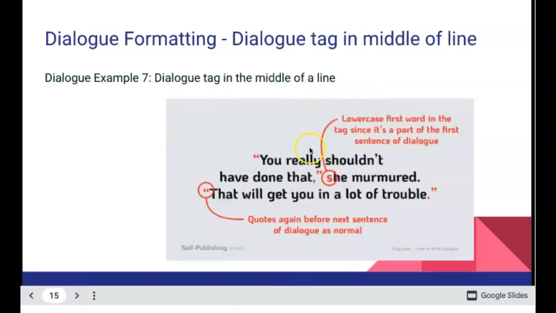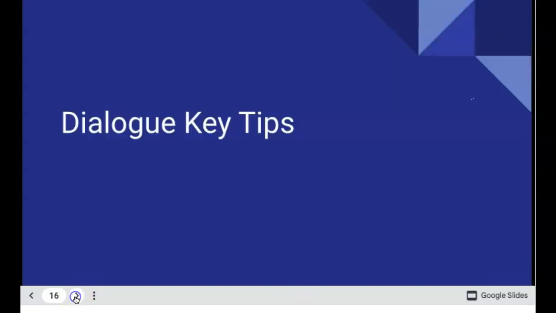Sometimes we have a dialogue tag in the middle of a line, and this is a little bit different than interrupting, but it's just letting the reader know who's actually saying it right in the middle of what they're saying. "You really shouldn't have done that," comma, lowercase, she murmured, period. "That will get you in a lot of trouble." And this one's capitalized because it's a new sentence. We had a period here, and that's why we would do that.